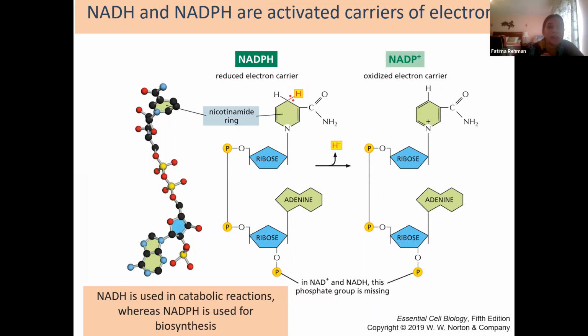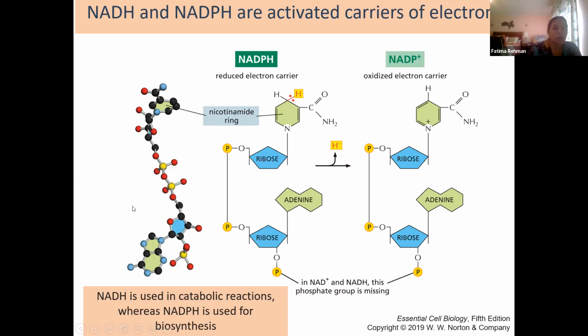Other carrier molecules that can also carry energy are NADH and NADPH, and these are going to be carriers for electrons and not necessarily phosphate the same way that we have ATP, right? So you have NADPH, which is a reduced electron carrier, and NADP plus, which is an oxidized electron carrier. So both of them can be electron carriers, but in different ways.